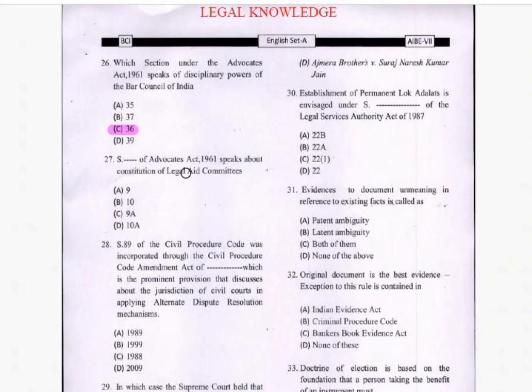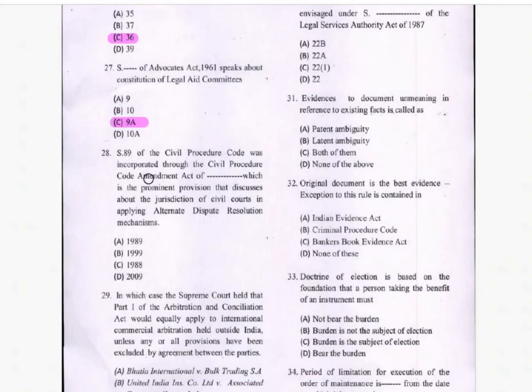Section dash of Advocates Act 1961 speaks about constitution of legal aid committees. 9A. Section 89 of the CPC was incorporated through CPC Amendment Act of Dash, which is prominent provision that discusses about the jurisdiction of civil courts in applying alternative dispute resolution mechanisms. इसका आंसर है 1999.